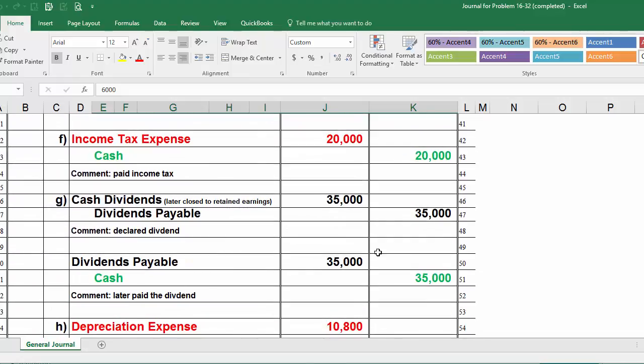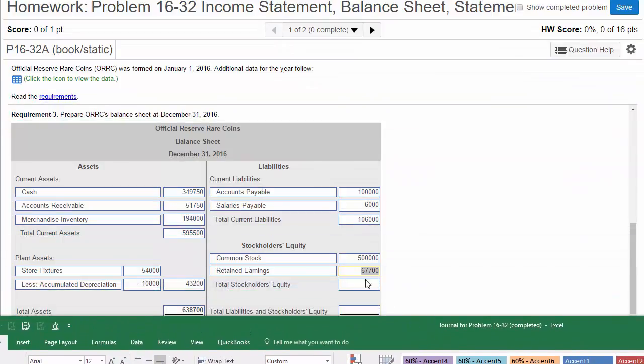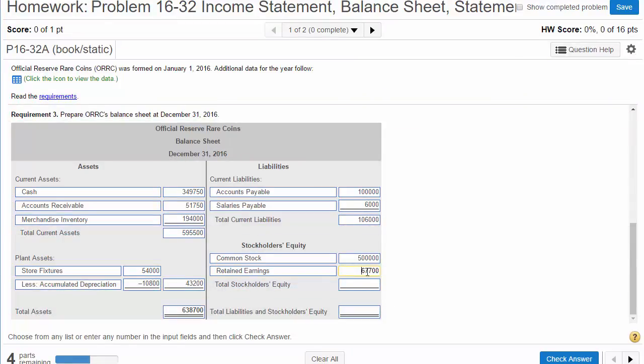So right here, here's a transaction where we paid the dividends. We declared them and then later we paid them. So this cash dividends, I added this little note that says cash dividends is later closed to retained earnings. So this 35,000 is lowering retained earnings. So we have to subtract that from our retained earnings. So 67,700 minus the $35,000 of dividends gives us a balance of 32,700.